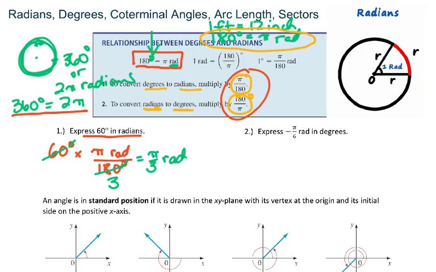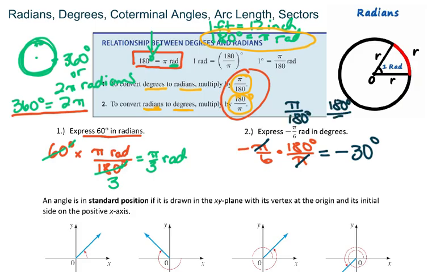Now let's convert the other way. If we want to change negative pi over 6 radians into degrees, I now want to end up with degrees. So I'm going to multiply by 180 degrees over pi radians. My pi's will cancel, and the negative sign will stay. 6 goes into 180 30 times, and I still have that degree symbol. So that's negative 30 degrees. I can't say it enough: pi radians is 180 degrees, or 180 degrees is pi radians. You want to use those conversion factors.